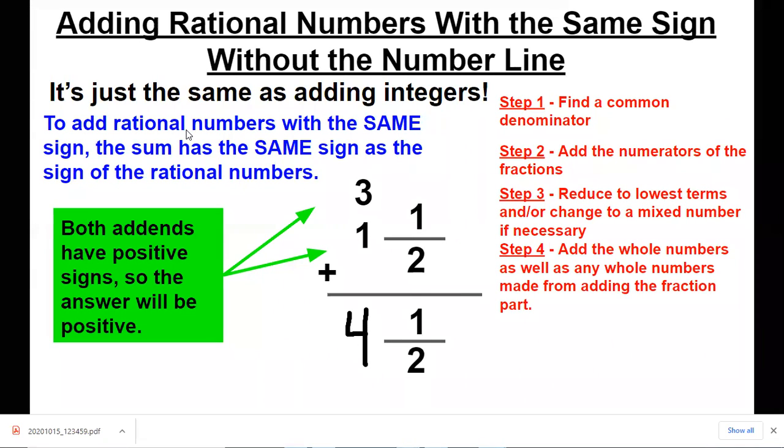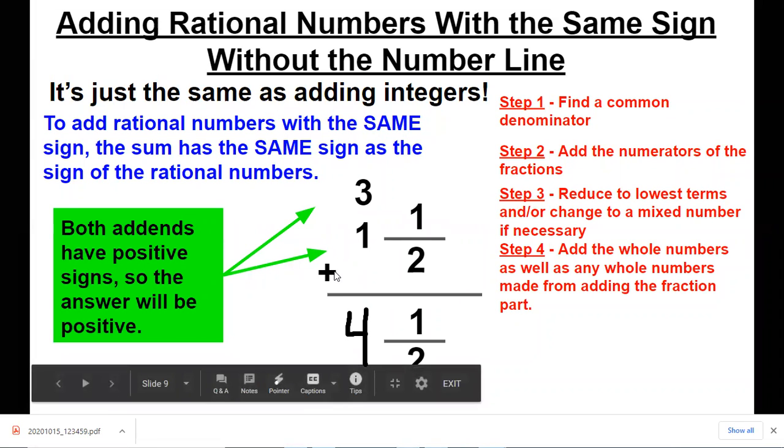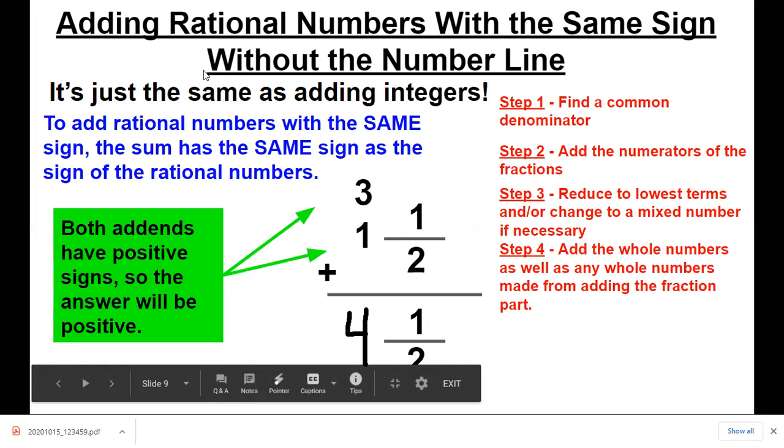So then after we do that, we would reduce if necessary and change to a mixed number. Well, we already have a mixed number, so there's nothing more to do other than check. Add any whole numbers as well as any whole numbers made from adding the fraction part. We don't worry about step 4 in this problem because we don't have an improper fraction. 1/2 is proper, so we're good on that.